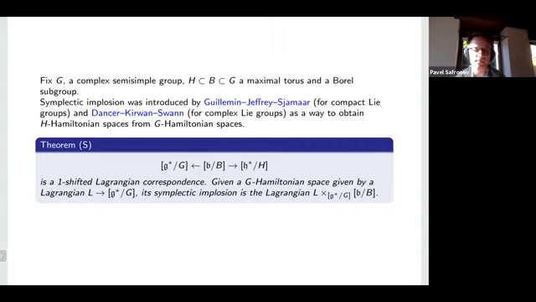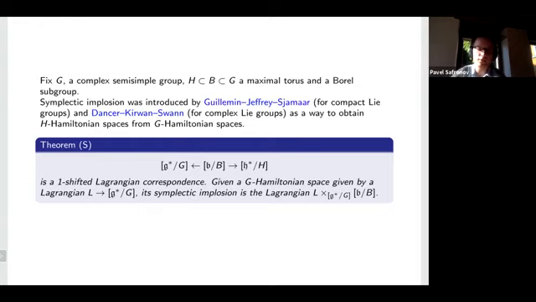You can compose them. So suppose you have a Hamiltonian space, which, as I said, is a Lagrangian in the guy on the left. So it's a Lagrangian in G dual mod G. Then you can think about this Lagrangian correspondence as giving you an integral transform. So you can think about B mod B as being the integral kernel, and then you essentially do something like pull push. If you do this composition, you end up with a Lagrangian inside of H dual mod H.